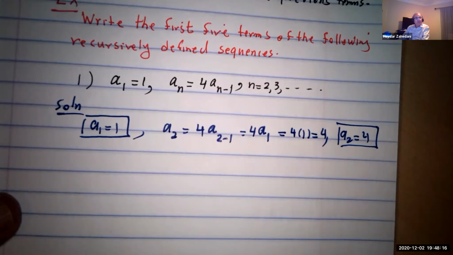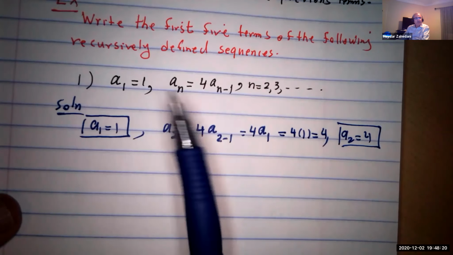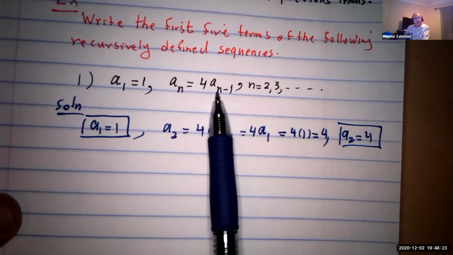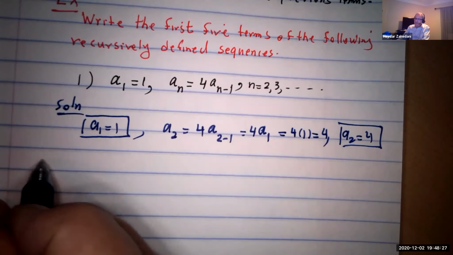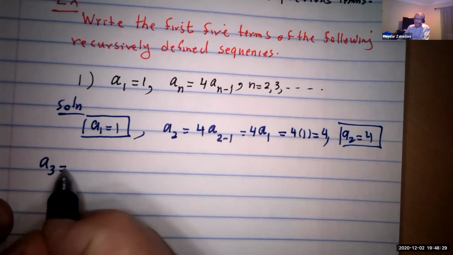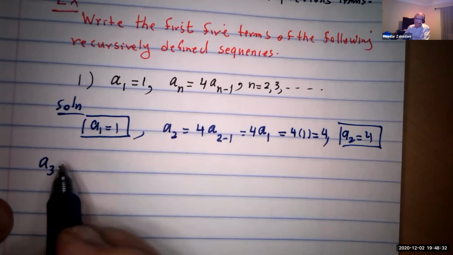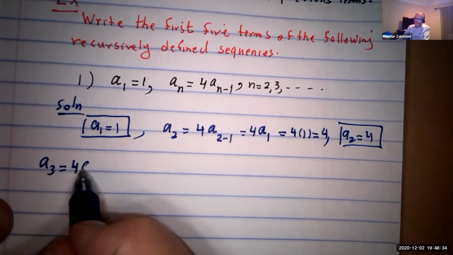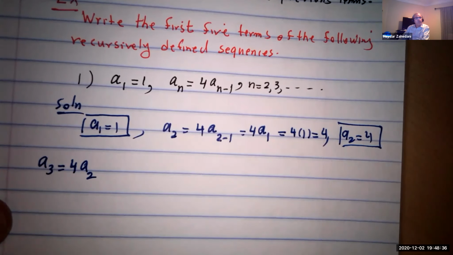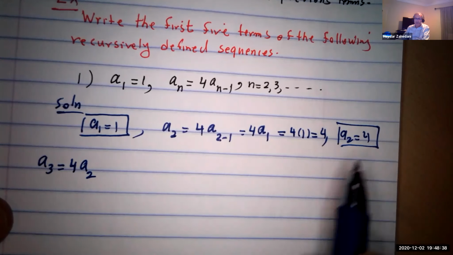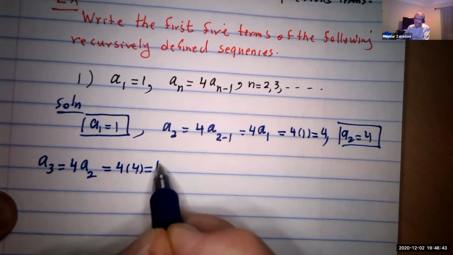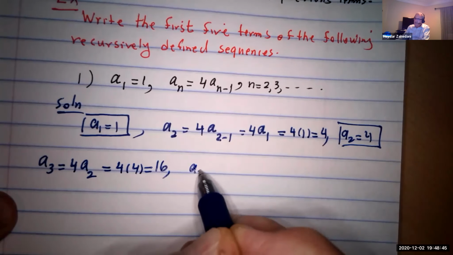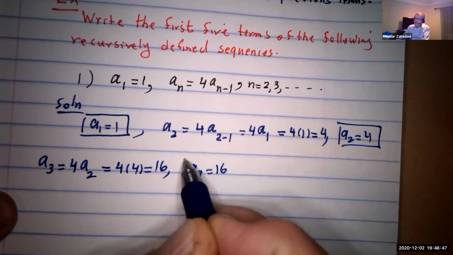And so then you go to a3. You go back to the formula. This formula will generate all the other terms. So you want to find a3. A3 would be 4 times the previous one. This is going to be 4a2. But a2 is equal to 4. So it's going to be 4 times 4, which is equal to 16. So a3 is equal to 16.